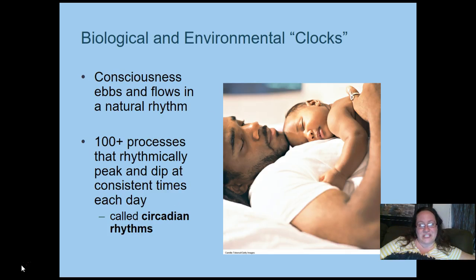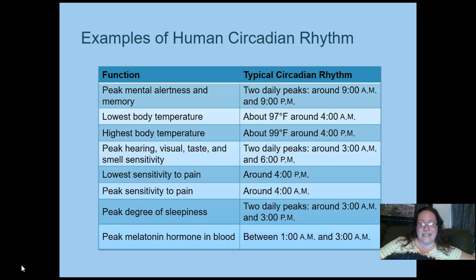So to think about consciousness, we have a couple topics we need to cover. So the first one we're going to get into is our body's homeostasis. So with this, we're going to talk about our circadian rhythms. So we have many different processes, over 100, that dip and flow during the day. We have a bunch of examples of the human circadian rhythm listed here.